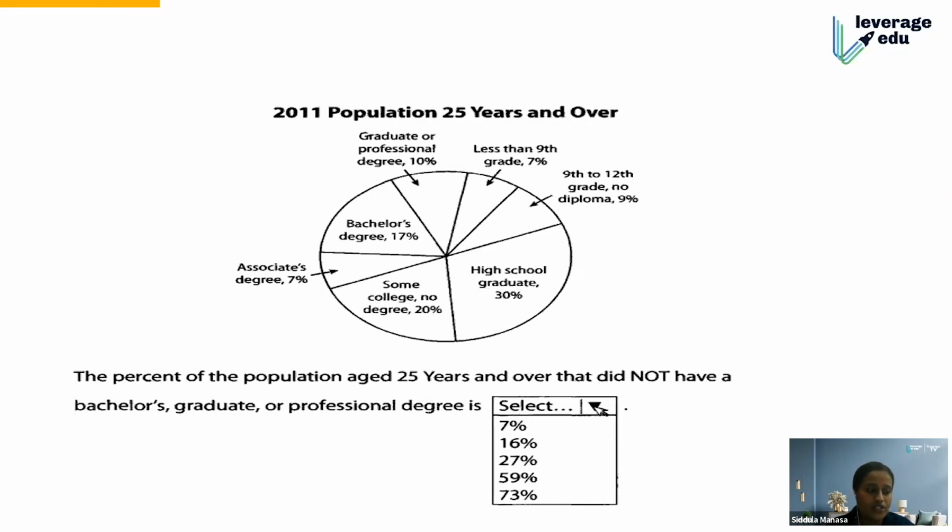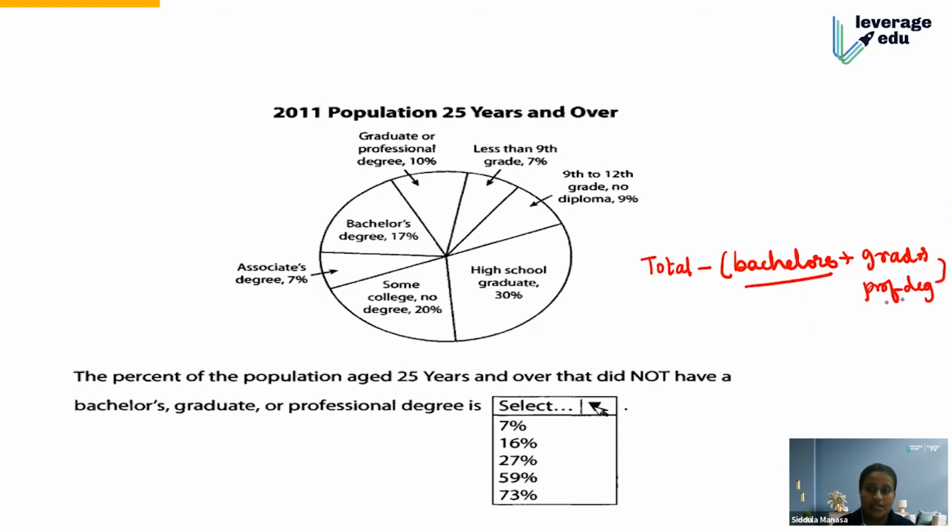Now, what is the question asking for? Let us look. So the percentage of the population aged 25 years and over that did not have a bachelor's degree or the professional degree. They did not have, but we are having the data of what they have. So he's asking something that is negating the source information. So in such case, how do we need to work? From total, if I subtract this bachelor's plus this grad or professional degree, I will get what the question is asking for.